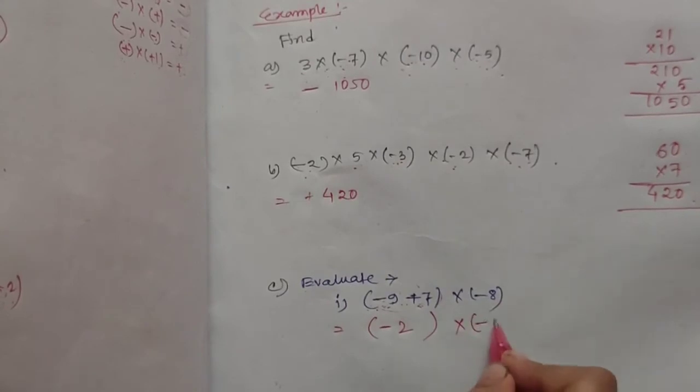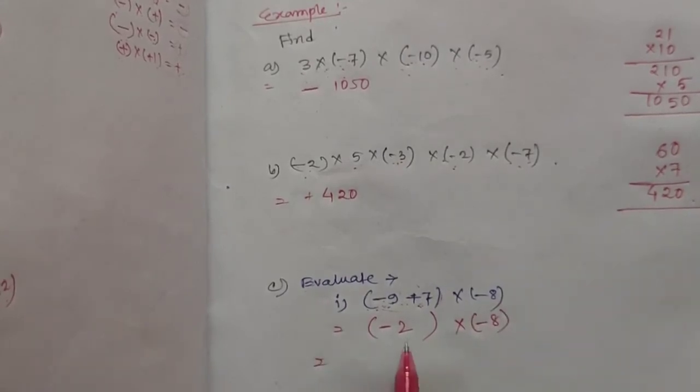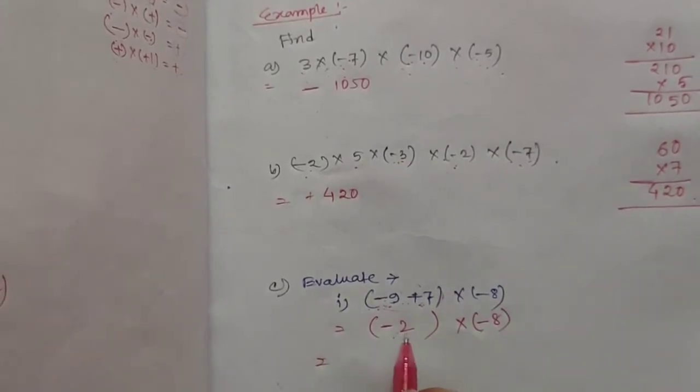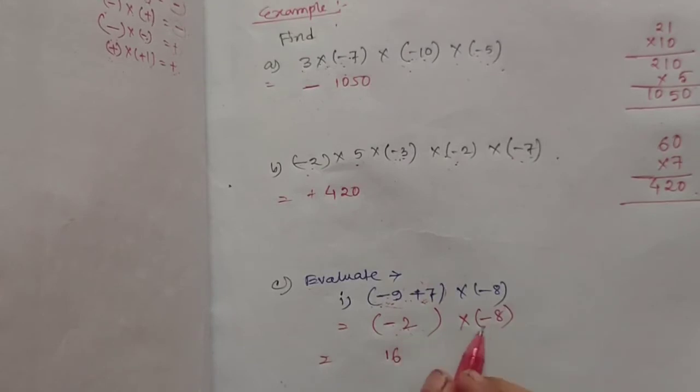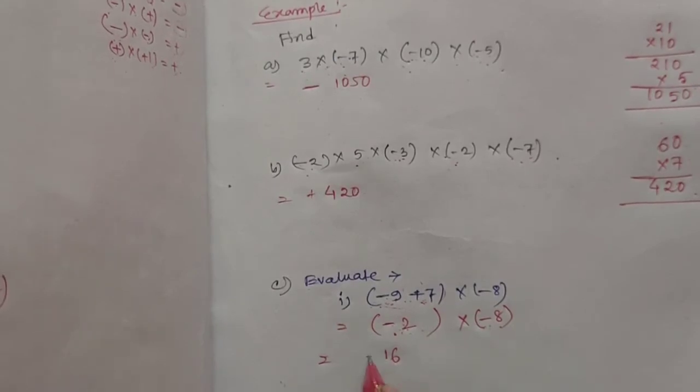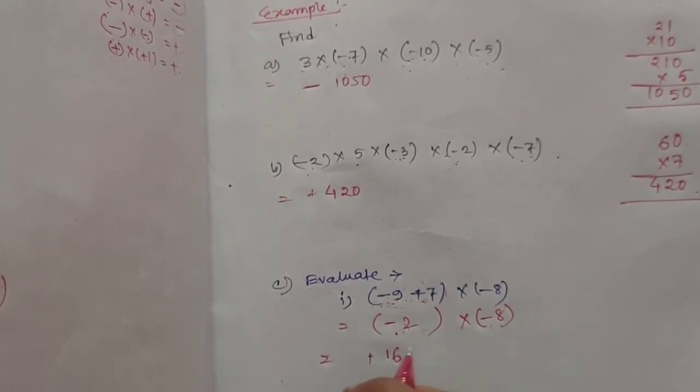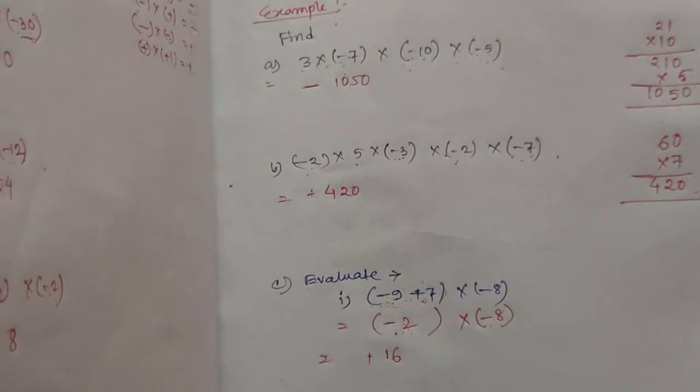So minus 2 multiplied by minus 8. First we will multiply the absolute values. 2 eights are 16. These two integers have the same sign, so the sign of the product will be plus. Plus 16 will be the answer.